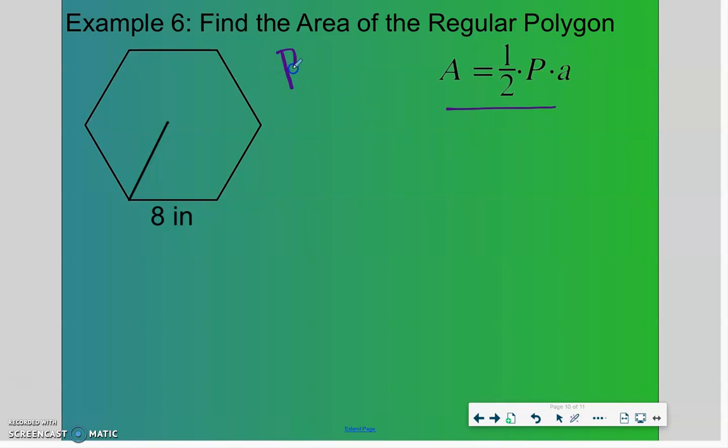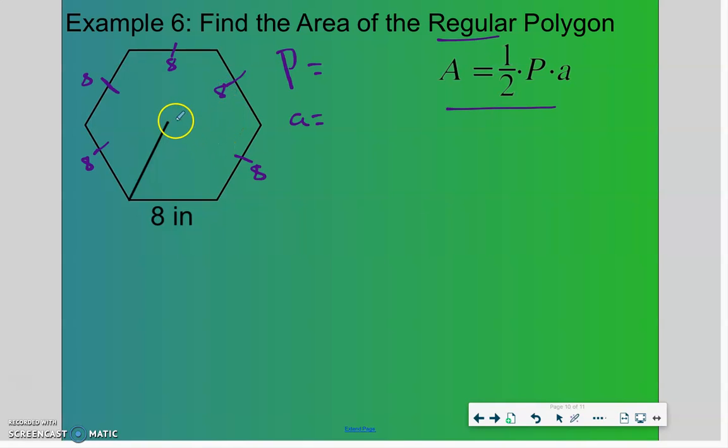So right now I know I'm going to need the perimeter and I'm going to need the apothem. I'm going to talk a little bit about what the apothem is in a minute. I do want to make sure we understand what regular means. Regular means that all sides of the shape are congruent. So we know that if this is 8, then that's 8 inches, this is 8 inches, this is 8 inches, 8 inches, 8 inches.